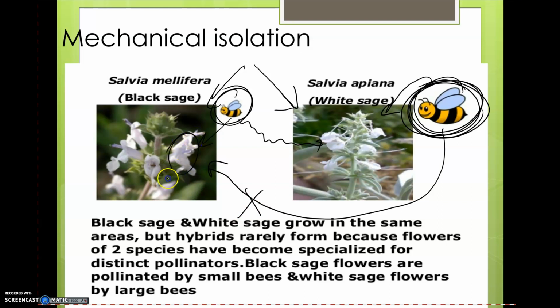The structure of the flowers prevents them from attracting the same pollinator to take pollen from this one and bring it over here to this one. So mechanical isolation, based on the physical structure of these flowers, prevents them from interbreeding. Now, guys, whenever you see a scientific name like this, this is the species name. You can see they have a different species name because they're different species. A long time ago, they may have been the same species, but now they're different because they became reproductively isolated.